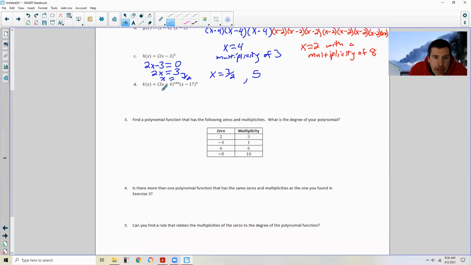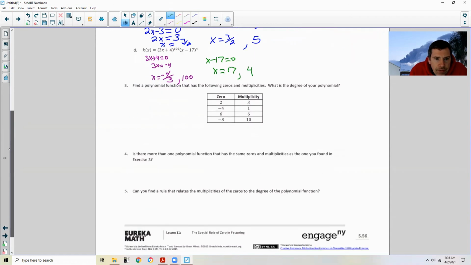Okay, I'm glad I said I'm not going to write these out anymore because we have a 100 here. So 3x plus 4 equals 0, 3x equals -4, x equals -4 thirds, with a multiplicity of 100. Over here we have x minus 17 equals 0, so therefore x equals 17 with a multiplicity of 4.